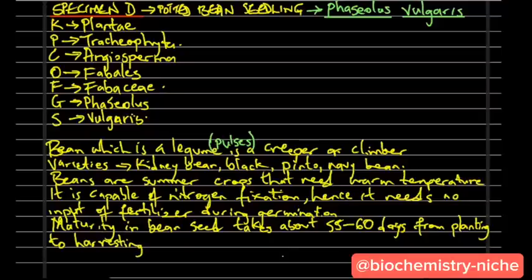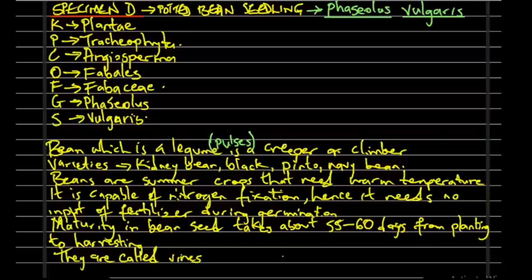They are basically known as vines. Yes, they are called vines because of their creeping capacity. Vines, as such, need external support.